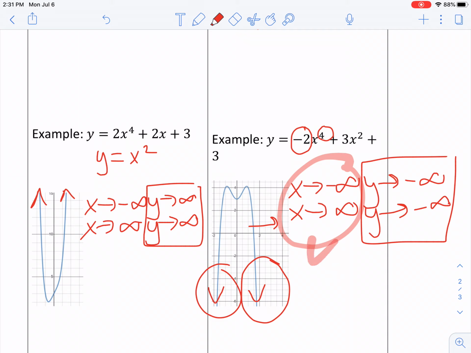These never change. This is always a standard statement. You're just saying as x goes to infinity or negative infinity, what's happening with y. And the arrow is really important. The arrow means it's approaching. You can never reach infinity.